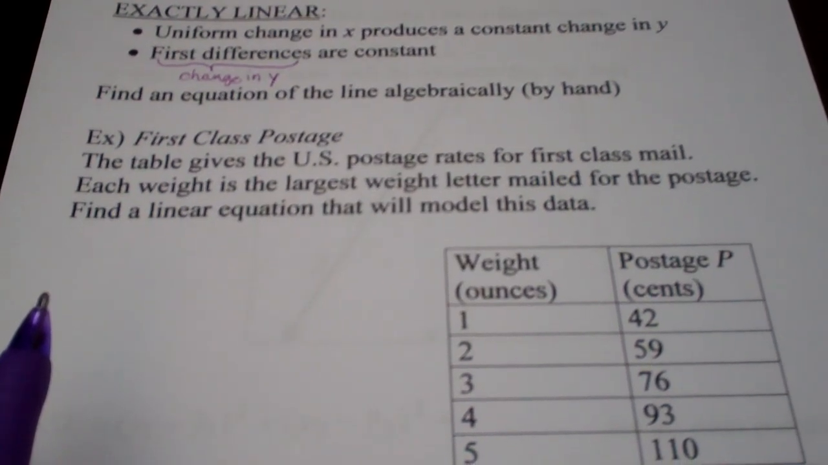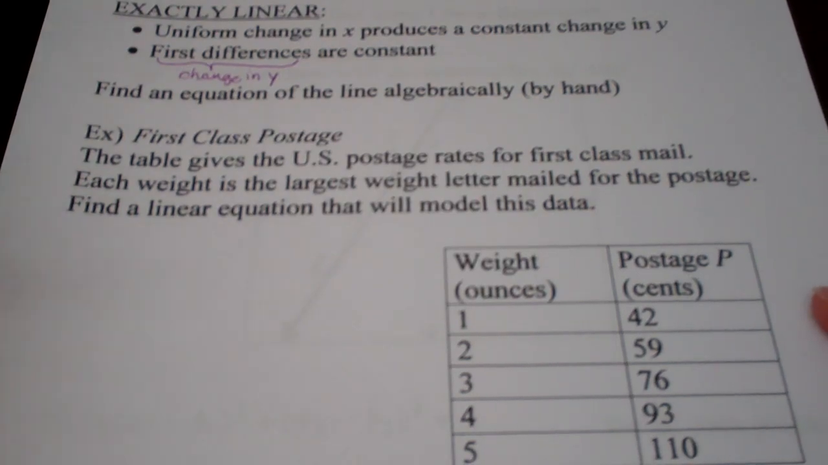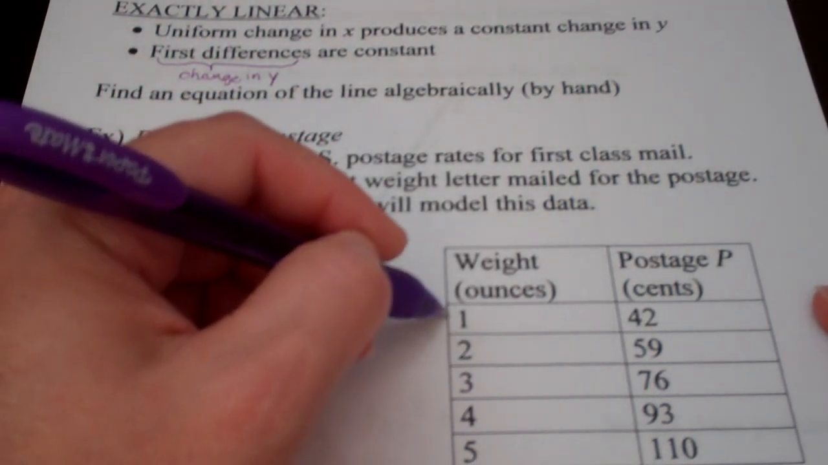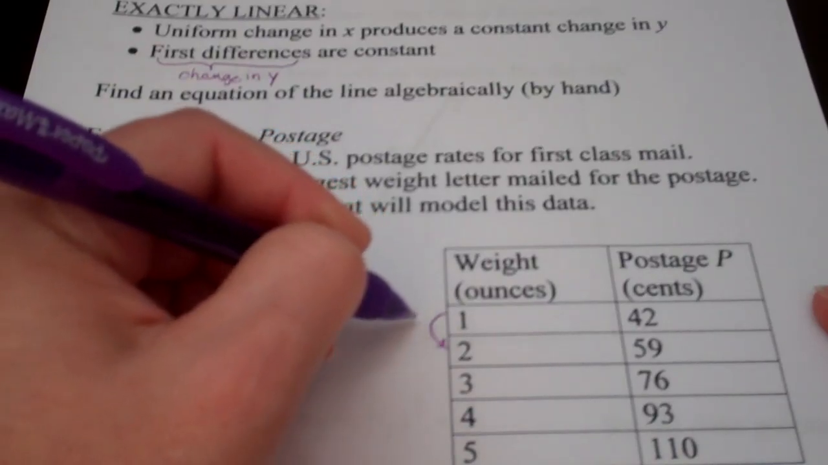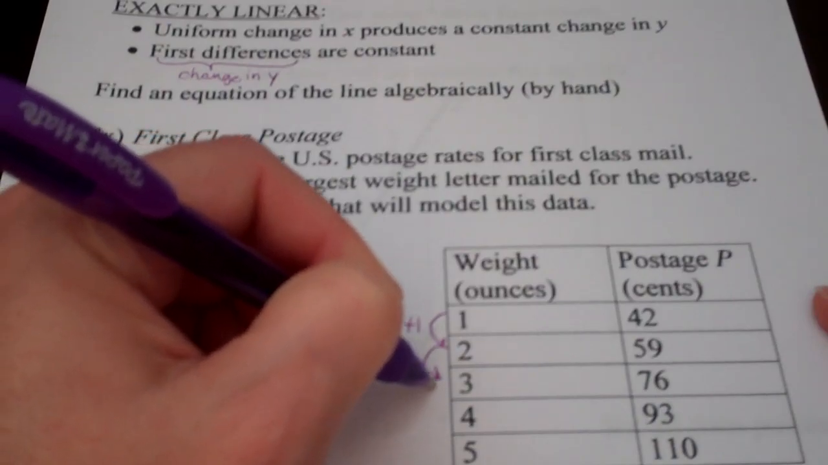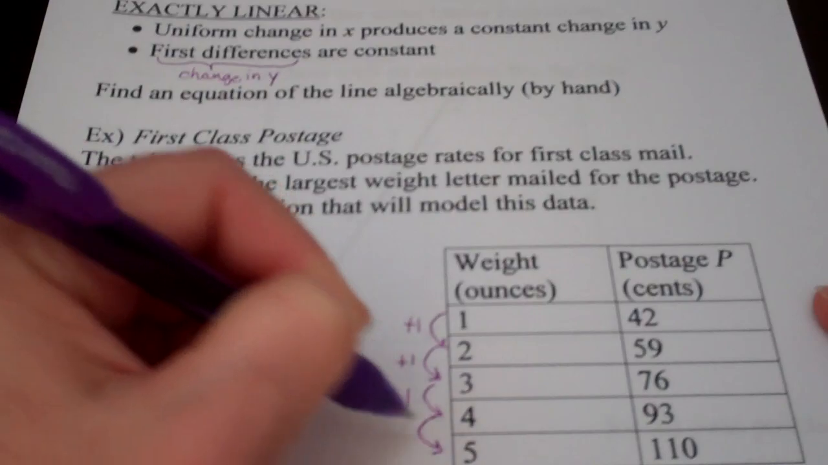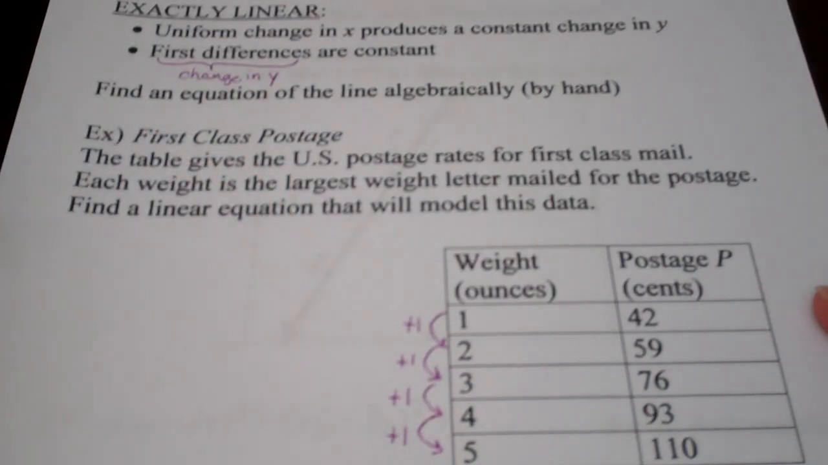Okay, so we want to decide, first of all, when we have some data, is it exactly linear or approximately linear? Now we're dividing it up to make it very clear, but you're going to want to be able to make that decision in the future. So we want to look at the table. The first question is, are the x's evenly spaced? And I think we can all agree that they definitely are in this example, right? We have the weight in ounces, starting at 1, going up by increments of 1 ounce up to 5.